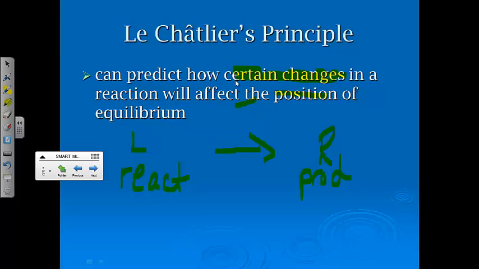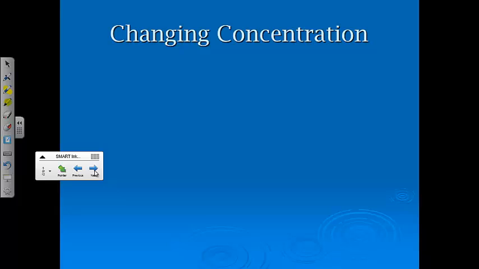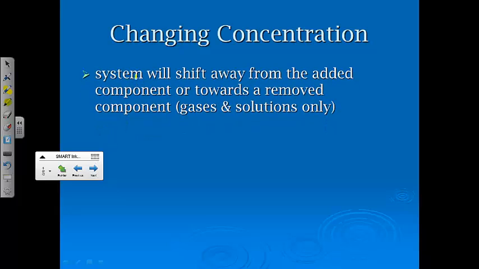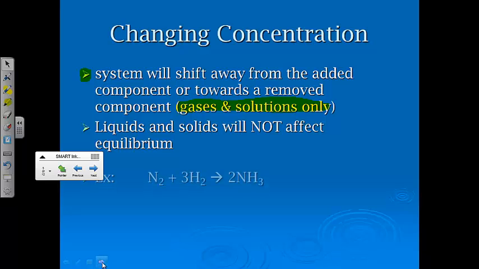And the reality of it is that if we change enough things, we can force it to go in whichever direction that we want. So, if changing concentration, the system will shift away from the added component or towards a removed component. Remember, this is only going to be affected by gases and solutions, because solids and liquids do not affect the equilibrium expression. So again, liquids and solids won't affect it.